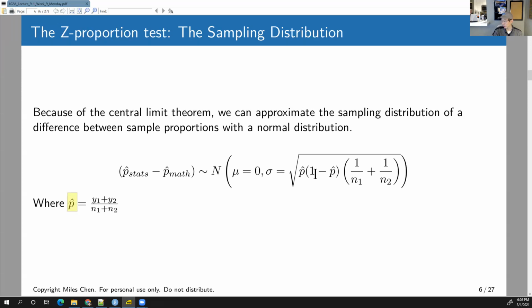And this quantity p hat is the overall proportion of, I guess, international students. So it'd be the total number of yes in the numerator and the total number of observations in the denominator. So I've got y1 plus y2 in the numerator, divided by n1 plus n2 in the denominator. This is like pooling our data together, which is what we do when we're dealing with proportions and categorical variables, right?